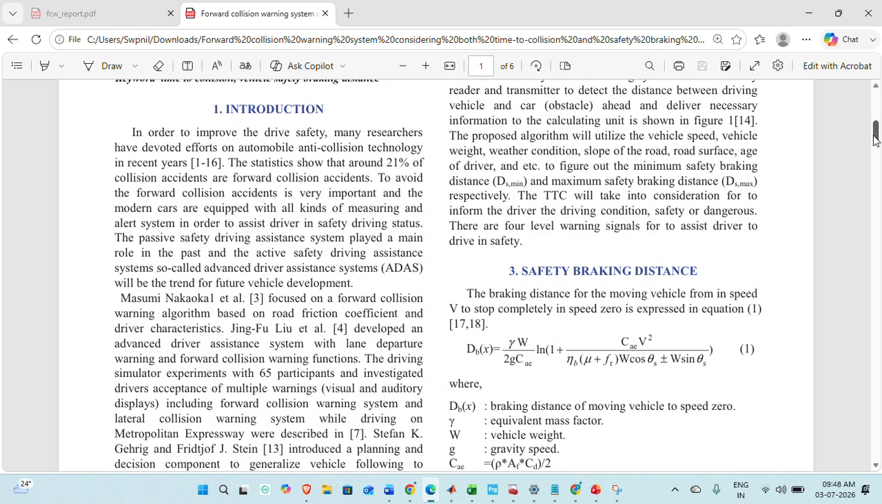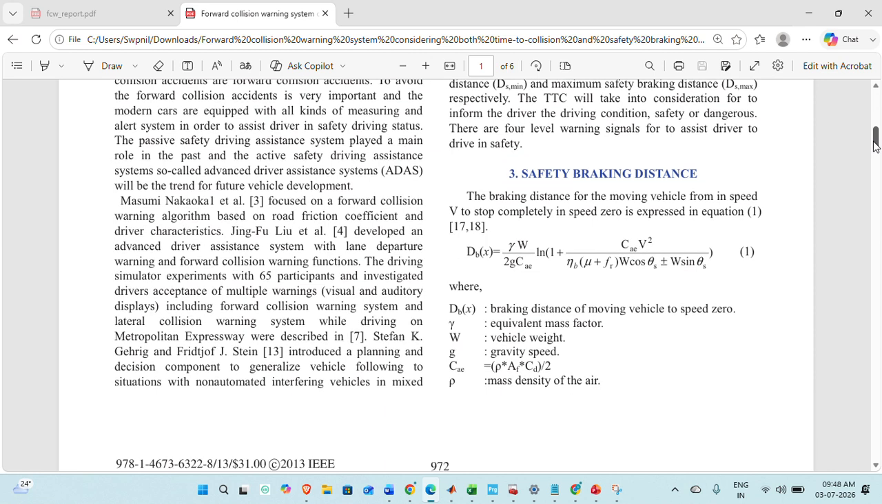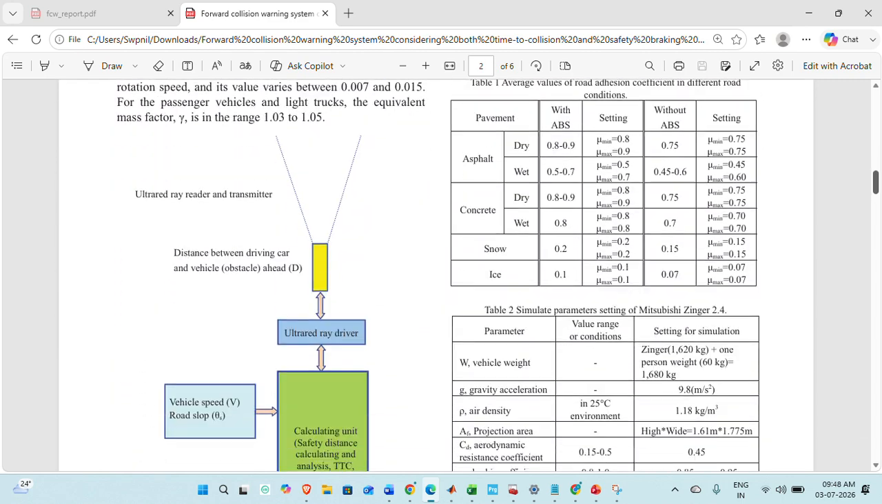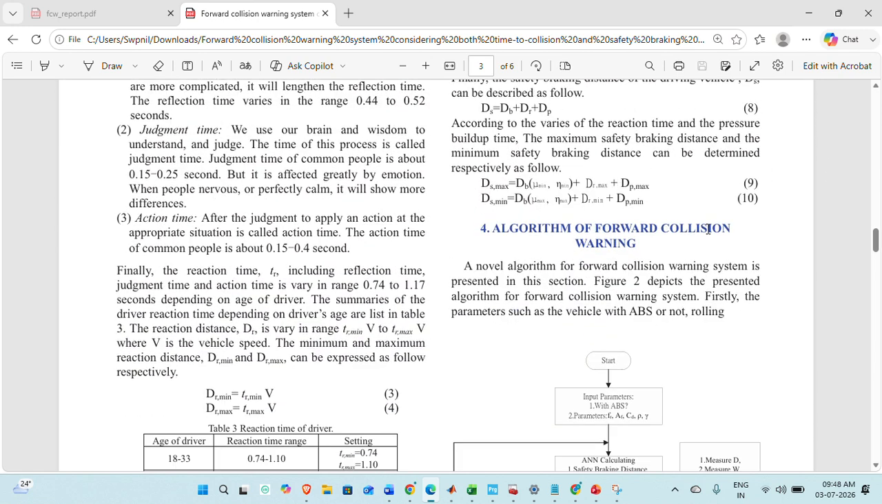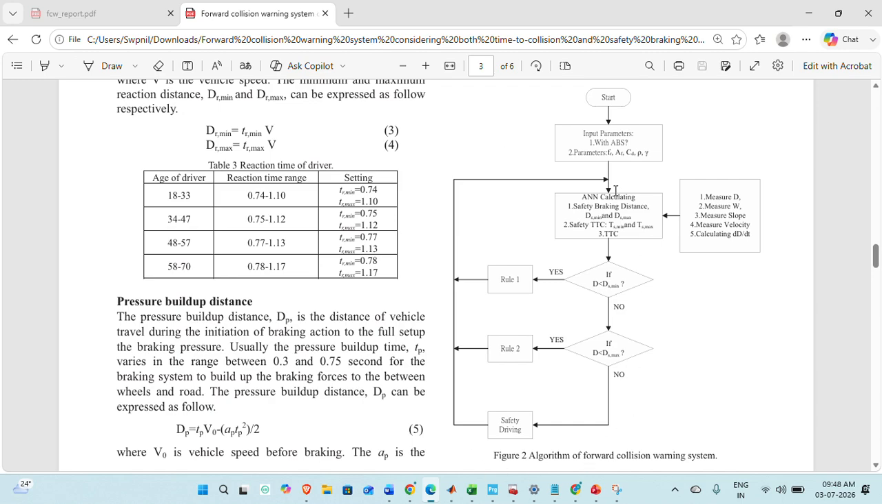This research paper suggests obtaining the warning level based on some parameters. Firstly, it calculates three distances dB, dP, and dr, which are further used to calculate ds max and ds min, which are the upper threshold and lower threshold values of safe distances. This is the suggested algorithm by the paper.